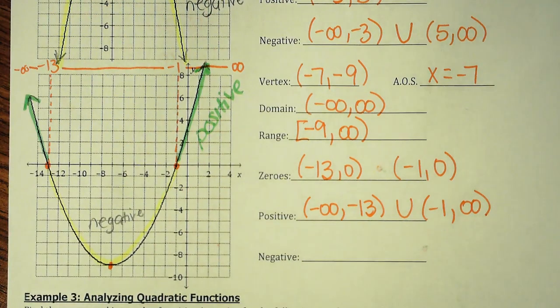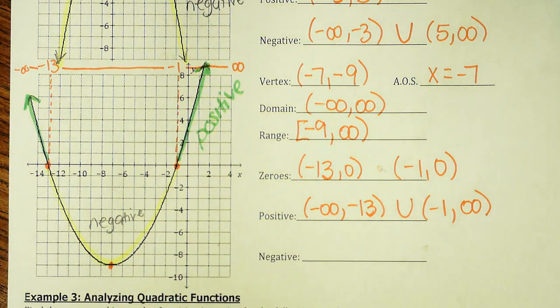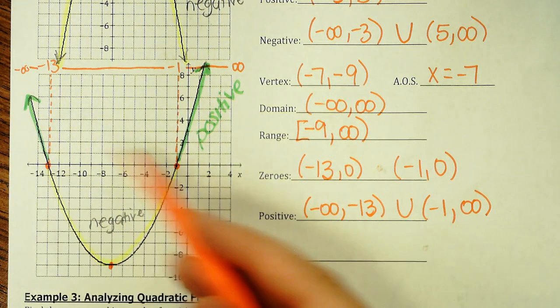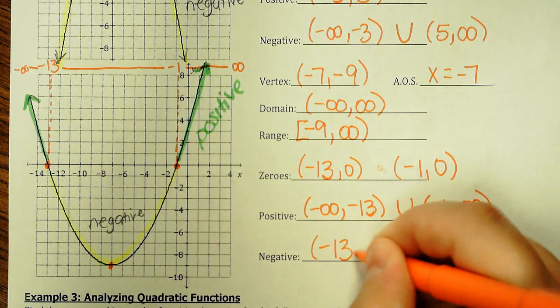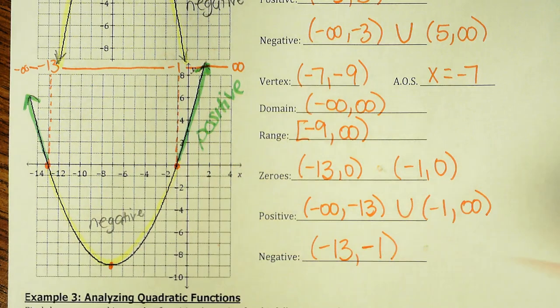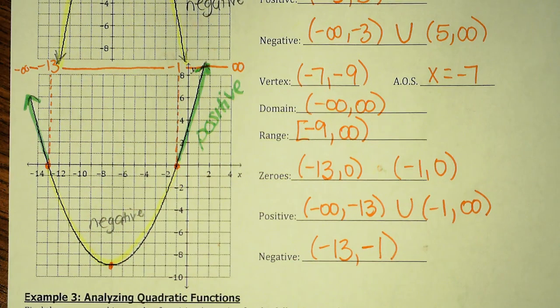All right, and then finally, here, this little negative loop, everything from -13 to -1, all those points are below the x-axis. So that interval is going to go from -13 to -1.